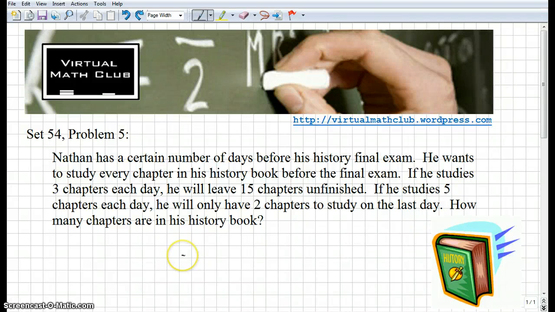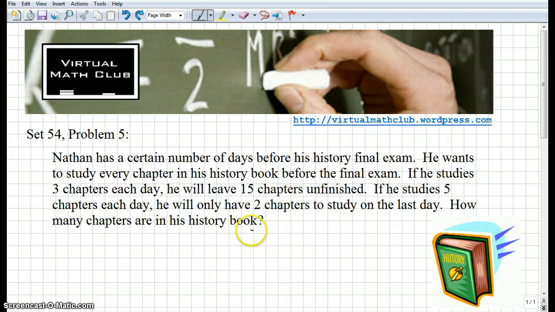Nathan has a certain number of days before his history final exam. He wants to study every chapter in his history book before the final exam. If he studies 3 chapters a day, he will leave 15 chapters unfinished. If he studies 5 chapters a day, he will only have 2 chapters to study on the last day. How many chapters are in his history book?